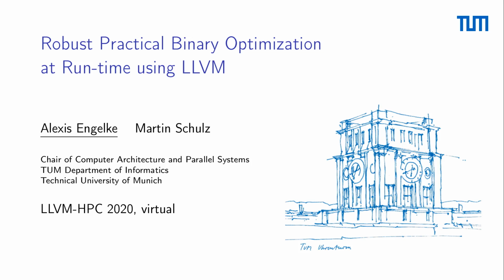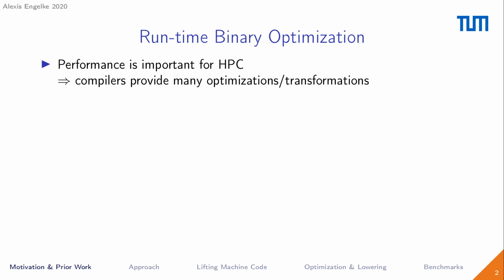Hello, my name is Alexis Engelke and I'll talk about practical binary optimization at runtime with LLVM. As we all know, performance is the main driver in high-performance computing. This applies for exploiting parallelism, but also the performance of sequential code is crucial. Therefore, compilers provide a wide range of program optimizations and transformations to improve utilization of available compute resources.